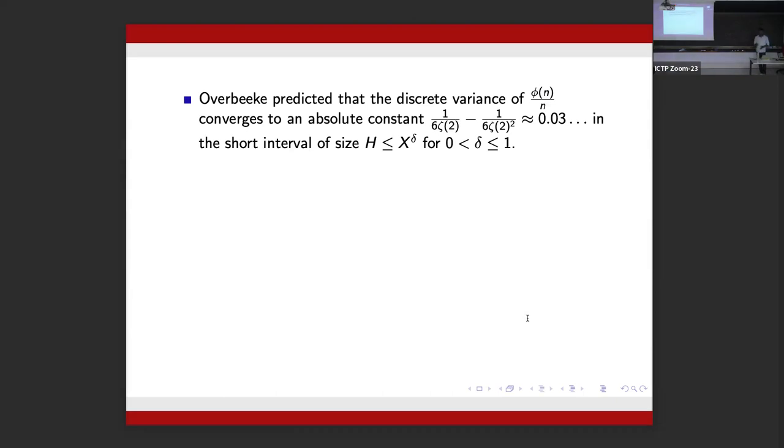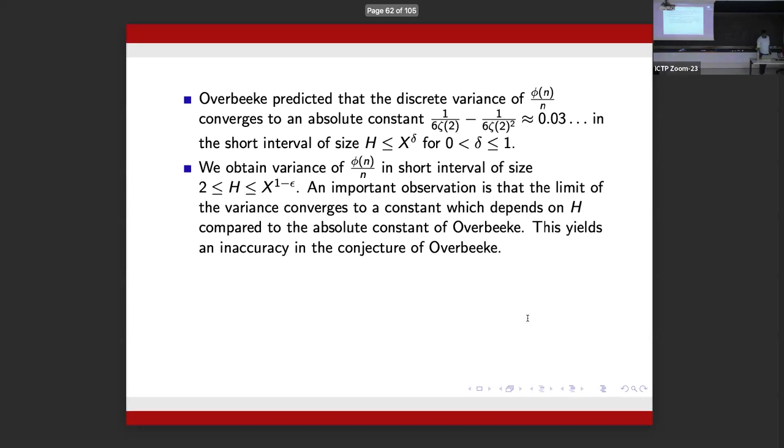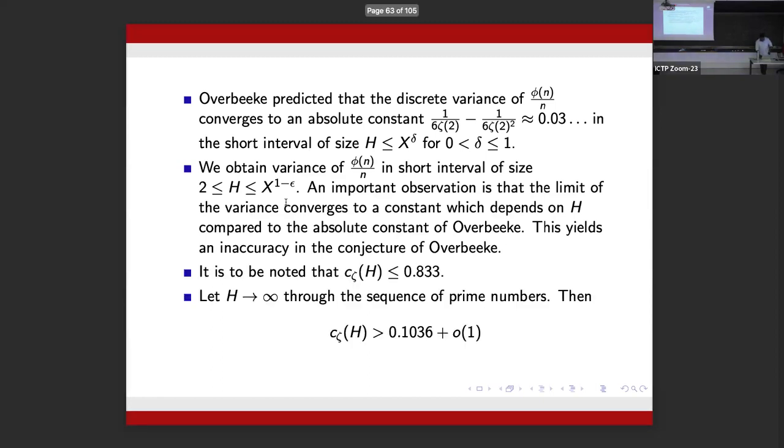From there, he actually used two hypotheses on that and predicted this constant. But you see, from our result, when h goes up to x to the power 1 minus epsilon, in this range, it is almost there. They allow actually up to 1, but we're taking up to h to the 1 minus epsilon. So in this range, our constant actually depends on capital H. This is the main difference here.